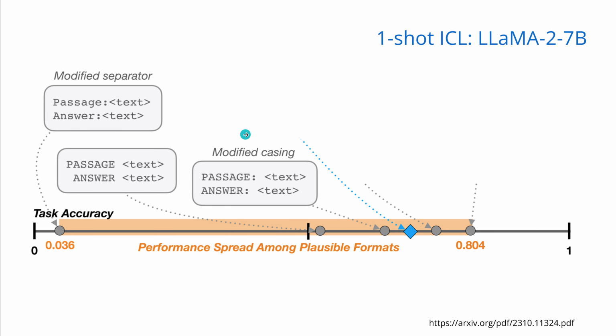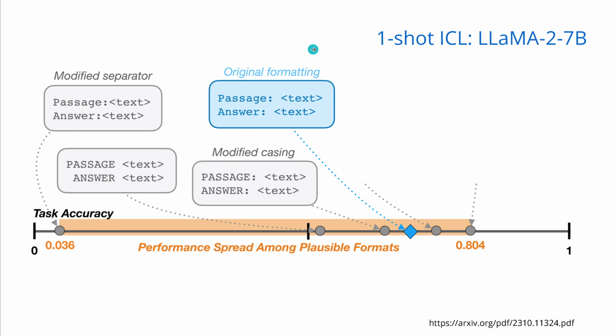If we continue the modification and we insert a different connector, we get a performance that is maybe above 60%. If we go with the original formatting, how Llama 2 has been pre-trained, you see here in blue, passage, text, answer, text, we get a performance close to 70%.